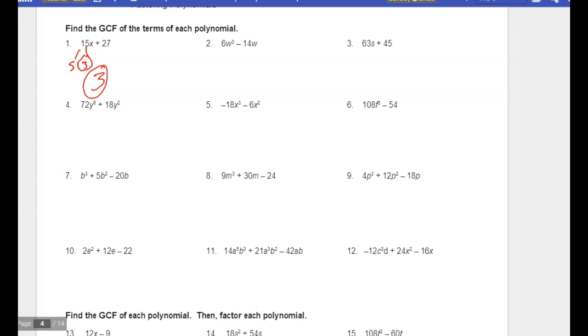On number 2, same thing. 6 does not go into 14, but if I take that 6 and I break it down into 3 times 2, 2 goes into 14, 2 goes into 6, so they both share a 2. And that would be a part of your prime factorization, because then over here, my prime factorization is 7 and 2. And again, look, they both share a 2. How many w's do they have in common? Just 1. There's my answer for that one.